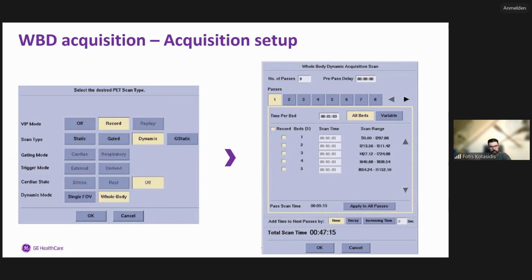So you can scan multiple whole body passes without any user interaction, and you can very intuitively prescribe your dynamic acquisition. You can include any number of passes. You can adjust the frame duration per bed and per pass. You can even choose to increase the acquisition time per frame, taking into account the decay of the tracer, or increase the amount of time you scan per pass based on a specific time increment, for example.